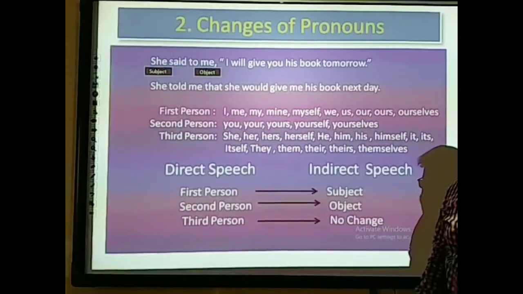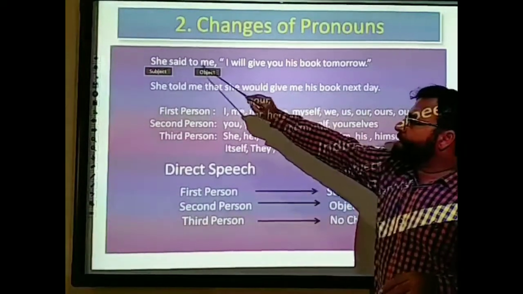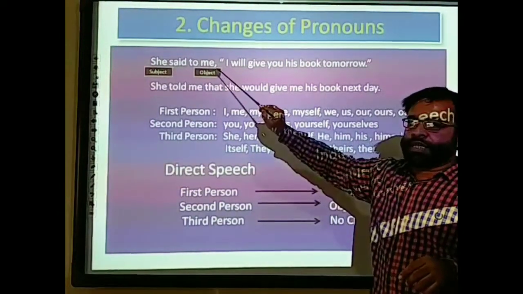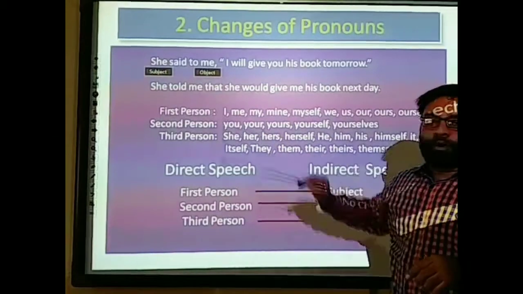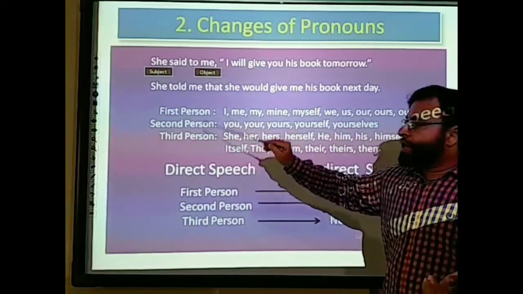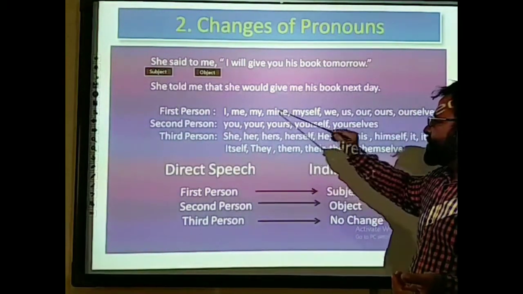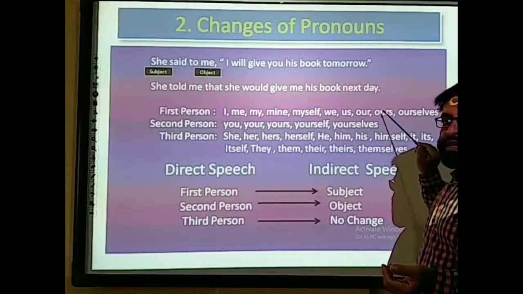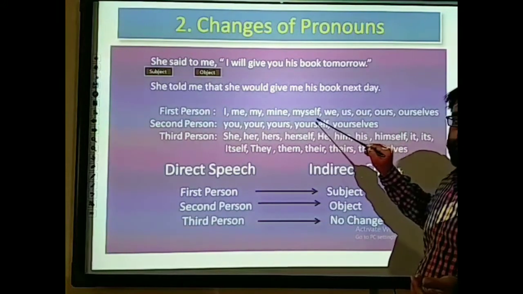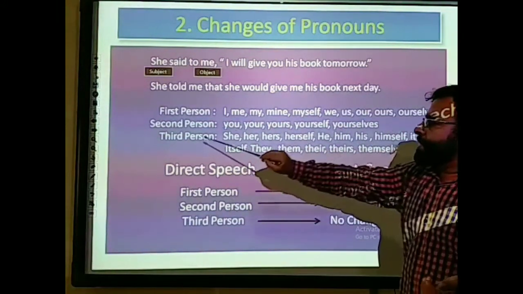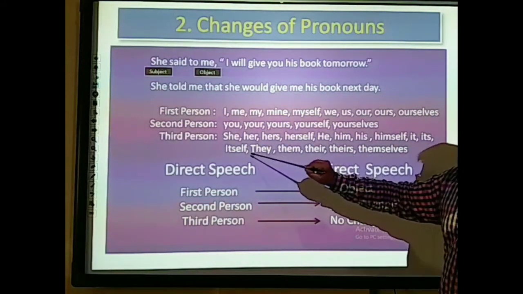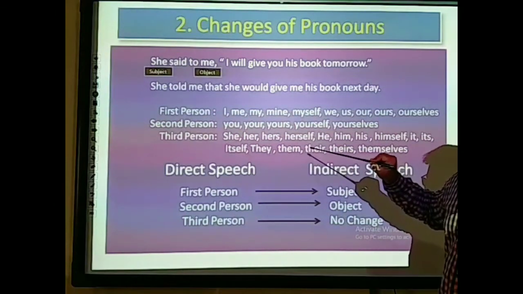How do we change the pronouns? This is reporting speech, as I told you: she said to me. This is the subject and this one is called the object. The pronouns are divided into three persons: first person, second person, third person. These are all first person. This is first person singular. "We" from here is first person plural. In second person, all remain the same except "yourself" for singular and "yourselves" for plural. Third person singular: she, her, hers, herself. These are all third person singular, and "they, them" are third person plural.